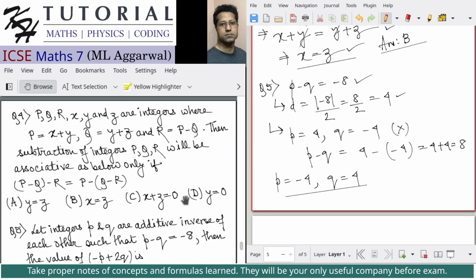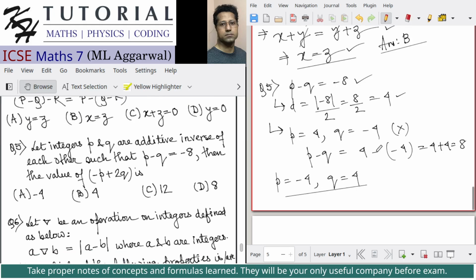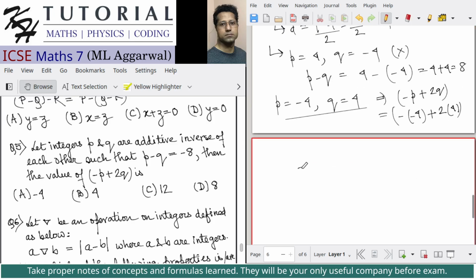Okay, so we have to find minus p plus 2q. Now this is equal to minus of p, p is minus 4, so this is minus of minus 4, plus q is 4, so plus 2 into 4 is 8. Now negative of minus 4 is 4, so this is 4 plus 8, this is 12. So the value of minus p plus 2q will be 12. So the correct answer choice is C.